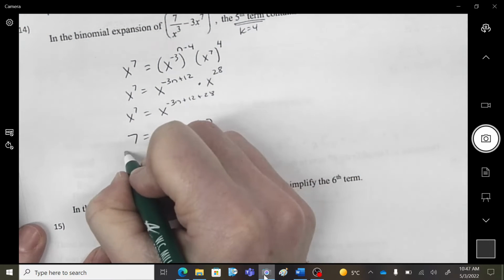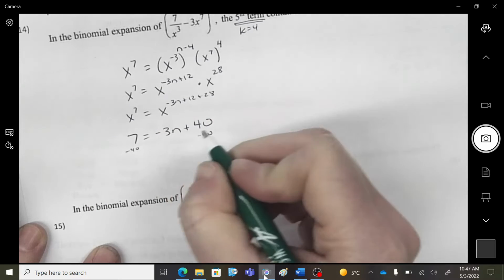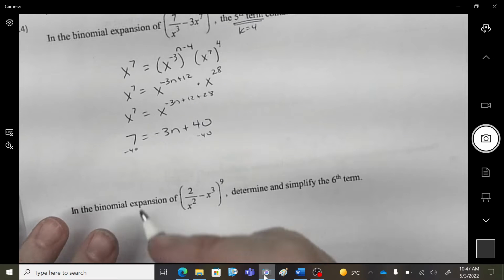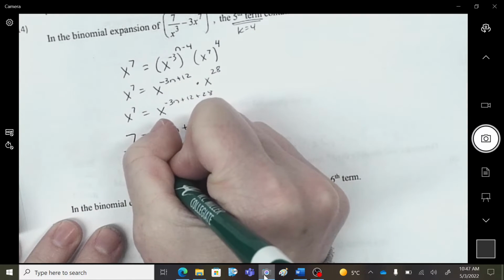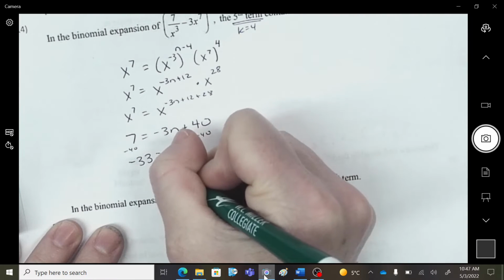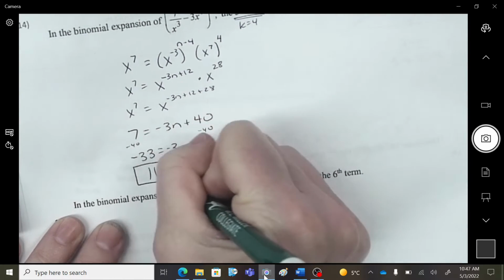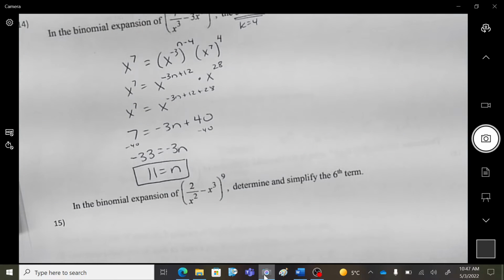So if the bases are the same, the exponents are the same. Now I'm going to minus 40 here. So 7 minus 40 is negative 33. So dividing makes 11. So that is the exponent.